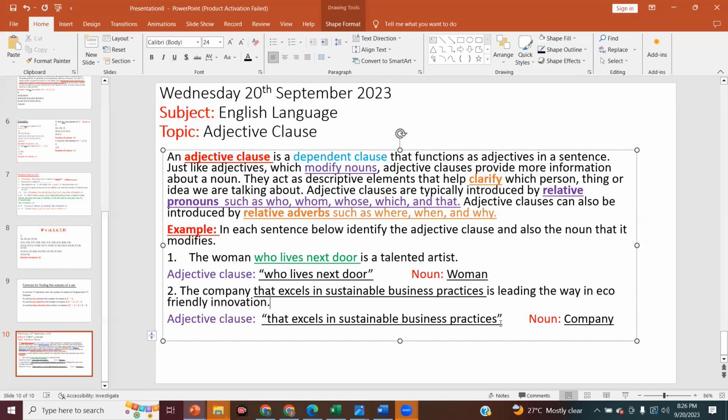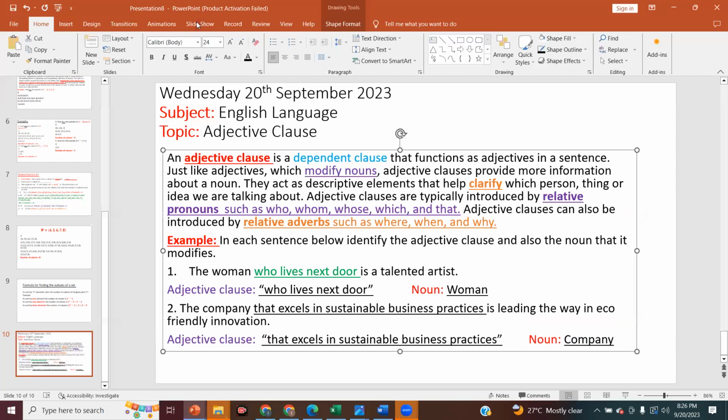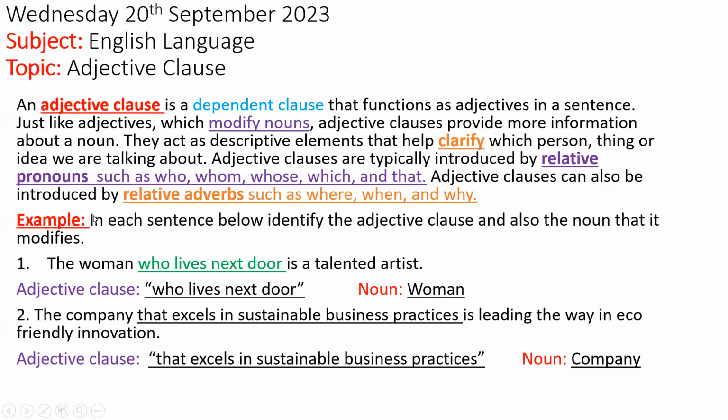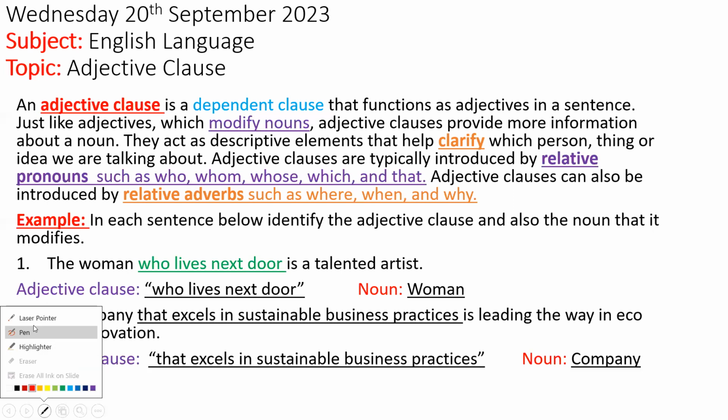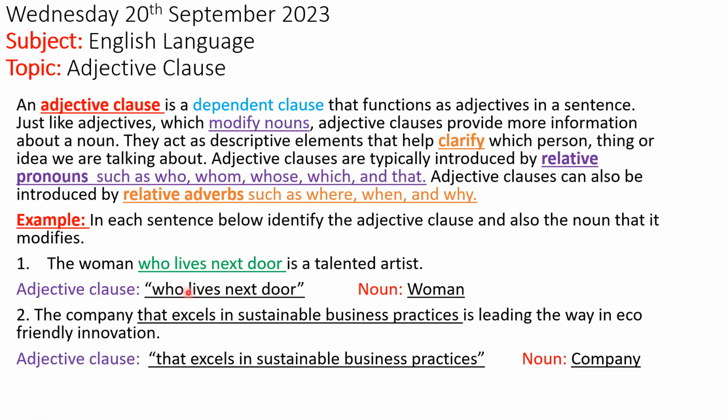All right, so let's look at it. The idea with this is that look at exactly what is happening. We have the adjective clause. This is giving us more information about who? The woman. So basically the adjective clause, who lives next door, is explaining more information about the woman. It's telling us that the woman lives next door.